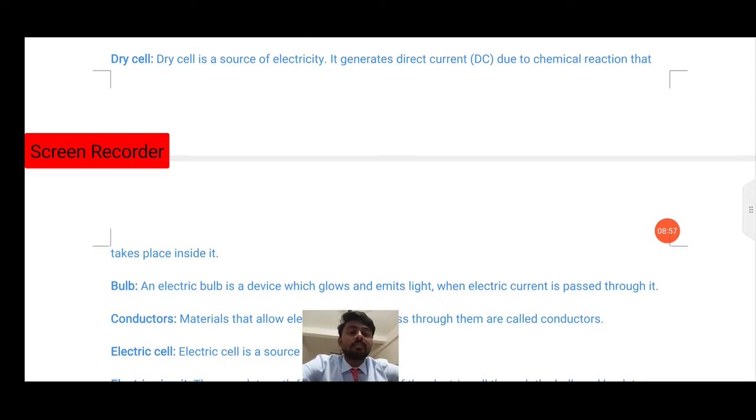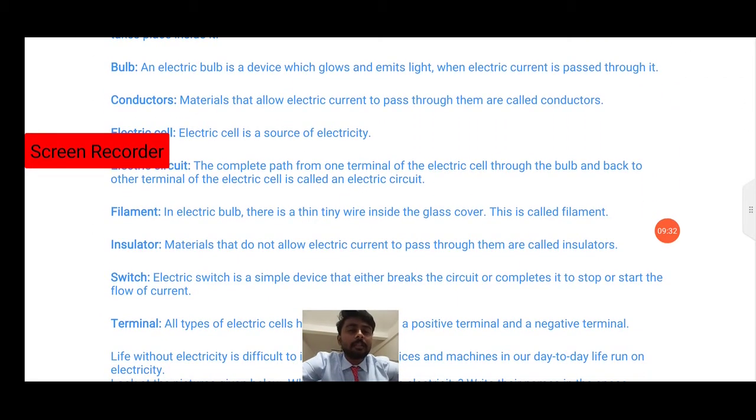A dry cell is a source of electricity. It generates direct current, that is DC, due to the chemical reactions that take place inside it. Okay, let's see.